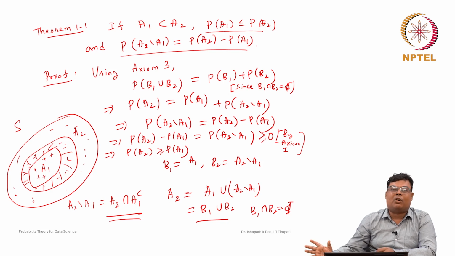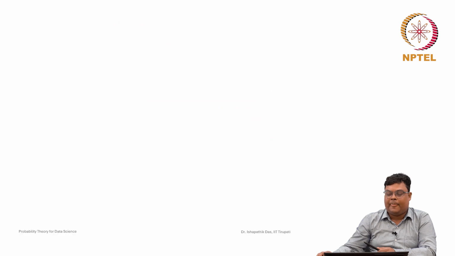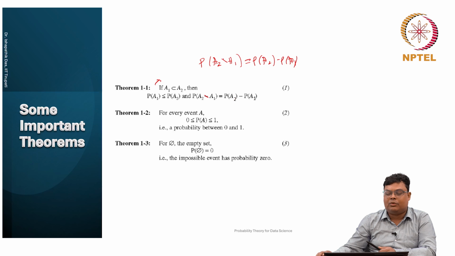This proof is not very complicated or difficult, but we still need to prove it, because in the future we will use this theorem frequently. If A is a subset of B, then the probability of A is less than or equal to the probability of B, and the probability of B minus A is equal to the probability of B minus the probability of A. This holds whenever A is a subset of B. If A is not a subset of B, we cannot use this result. So, that is why it is important.